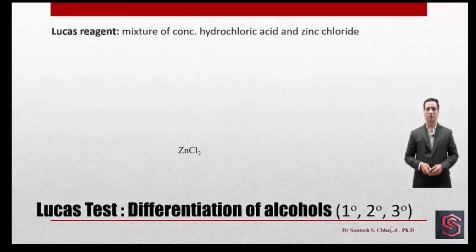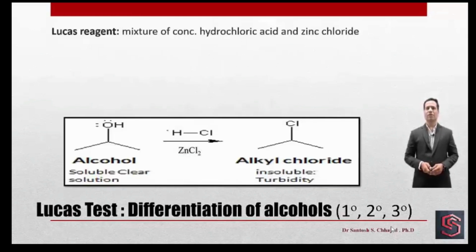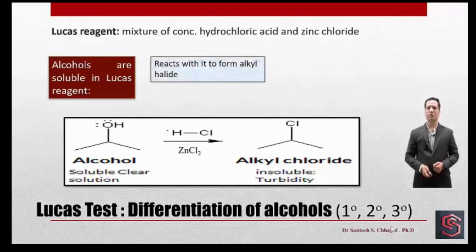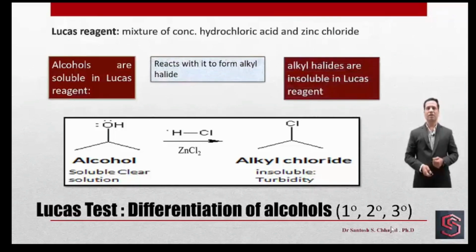Lucas reagent is a mixture of concentrated HCl and zinc chloride. So when you allow a reaction between alcohol and Lucas reagent, formation of alkyl chloride will take place. Initially, a clear solution will be there because alcohols are soluble in the Lucas reagent. The moment the alcohol gets converted to alkyl chloride, turbidity or cloudiness will appear because alkyl halides are insoluble in the Lucas reagent.